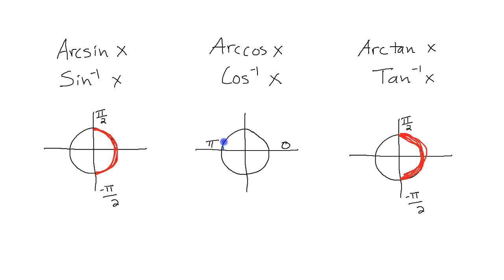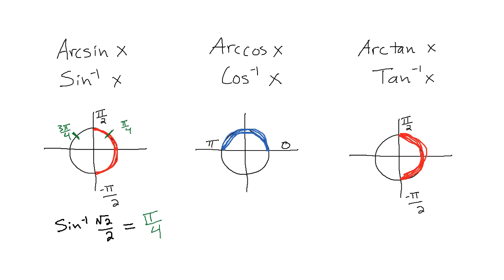For arccosine, the answer is in a different zone. It's from 0 to pi. So for example, if I ask you for the arcsine of radical 2/2, I'm asking you, where is the sine radical 2/2? Well, you should know from the unit circle that the sine is the y-coordinate and it's radical 2 over 2 here and over here. So that would be pi over 4 and 3 pi over 4. But the one that's in the zone is pi over 4, so that's my answer.